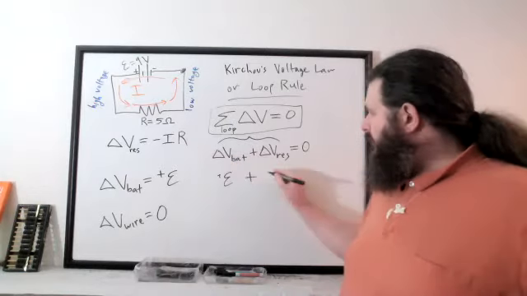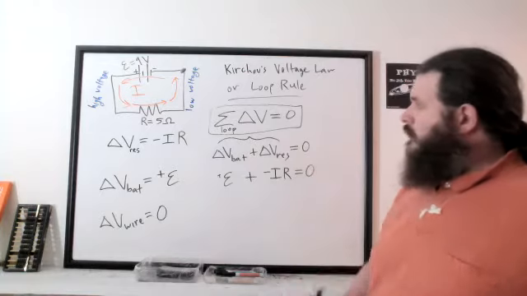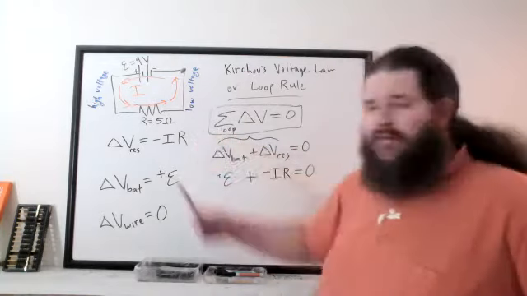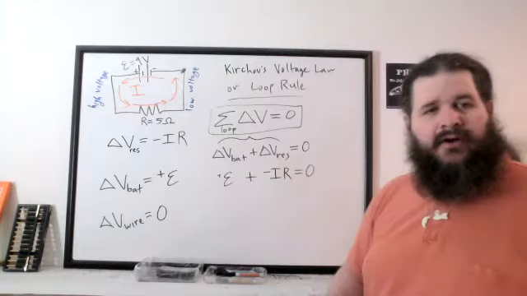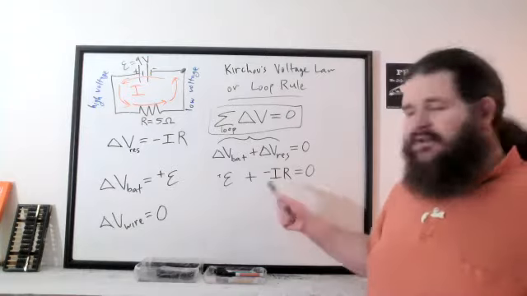Delta V for a resistor is negative IR. We know the epsilon for the battery, 9 volts. We know the R for the resistor is 5 ohms. So current is the only unknown left. And before we even plug in any numbers, how would you isolate current here?